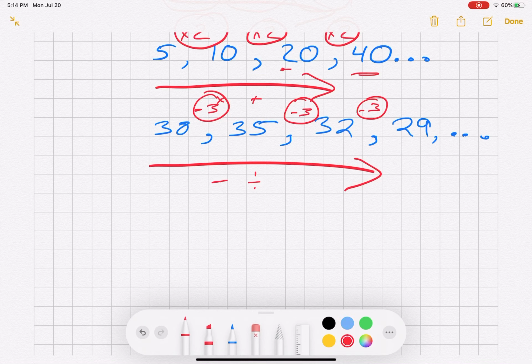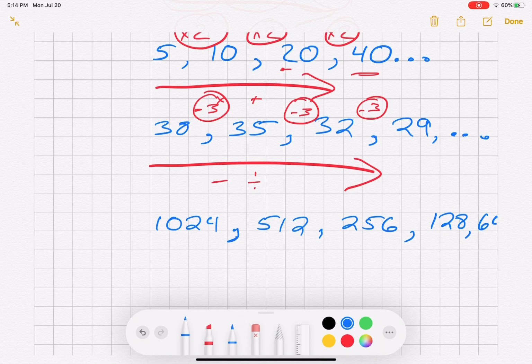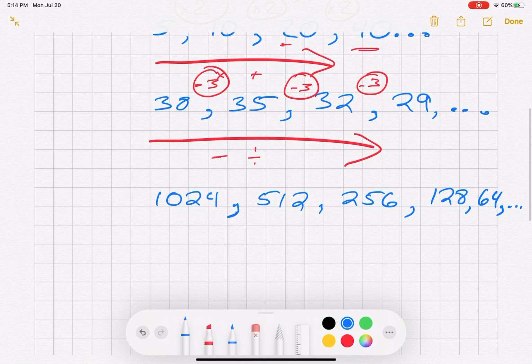The next one, 1024, 512, 256, 128, 64. Okay. So pause the video unless you want a quick hint. Now the hint that I would use is to start with a small number and work the other way because it makes it easier.